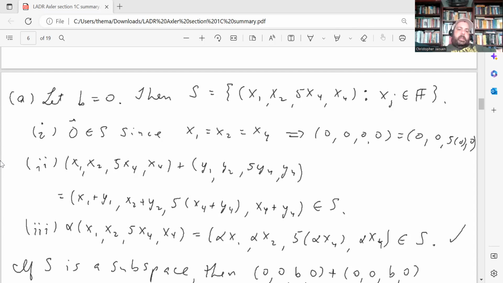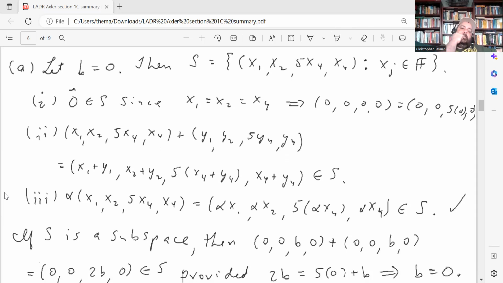Number two, if you take two arbitrary vectors from the set, so the first one looks like this, the second one looks like this, and you add them together and simplify, you get the same structure that you want the vector to look like. So it satisfies the condition for membership in the set. In other words, if you look at the third component, it's 5 times the fourth component. Right, and same thing for condition 3.